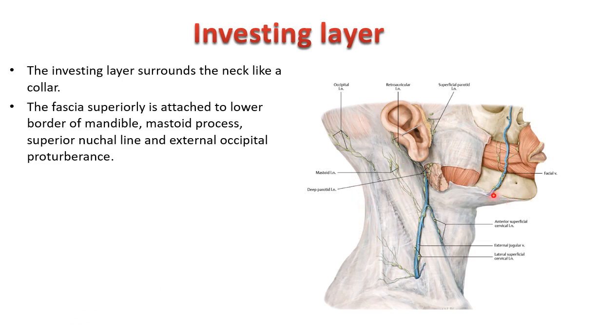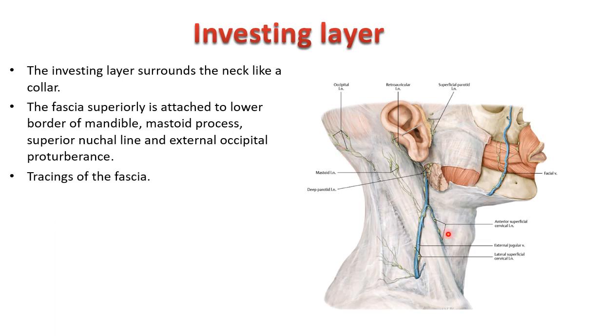Superiorly, it is attached to the lower border of the mandible. Then it continues to the mastoid process, the external occipital protuberance, and the superior nuchal line. Up to the superior nuchal line, and in the posterior midline, the external occipital protuberance will be the superior attachment of the deep cervical fascia.